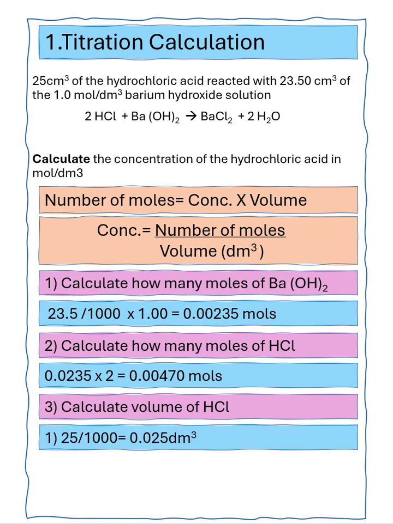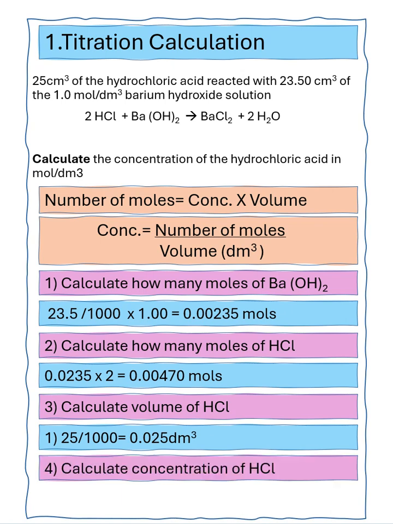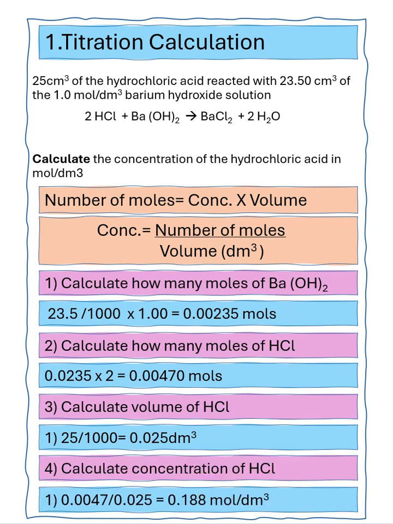Again, we're told the volume of hydrochloric acid is 25, but we need it in decimeter cubed, so we need to divide by 1,000, so that's 0.025. We can then calculate the concentration by rearranging the equation, and it's number of moles divided by volume. So we know our moles is 0.0047, divide that by our volume in decimeters cubed, 0.025. So our concentration of HCl is 0.188 moles per decimeter cubed.